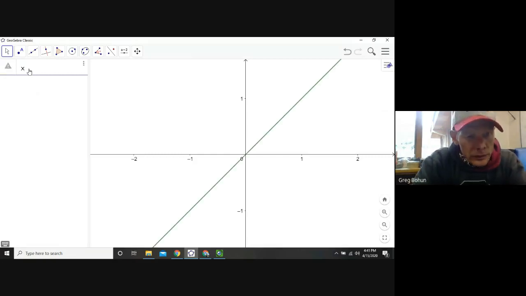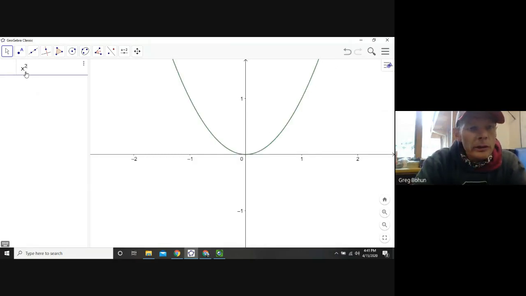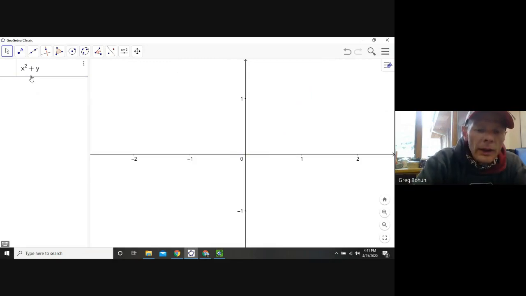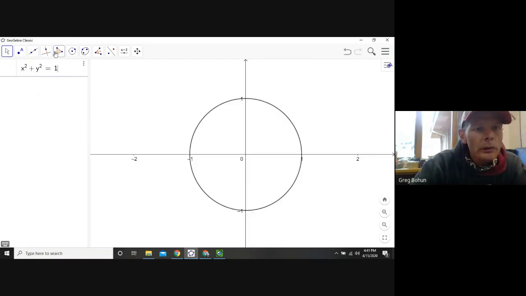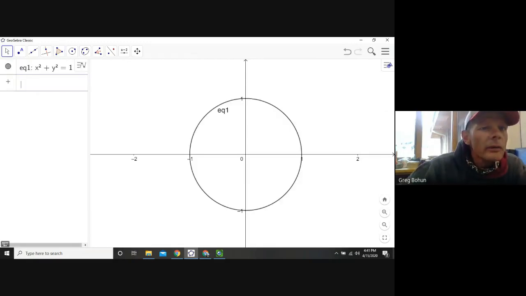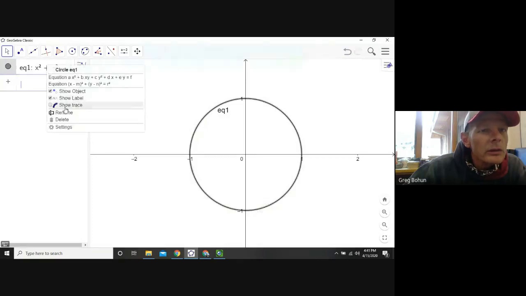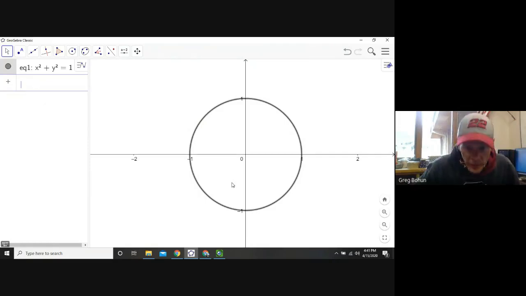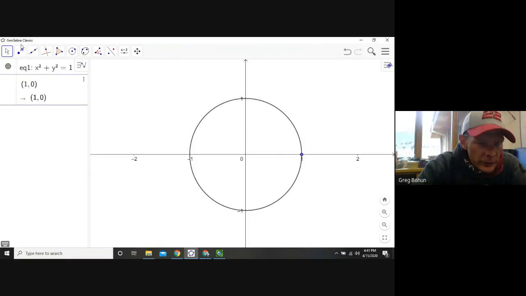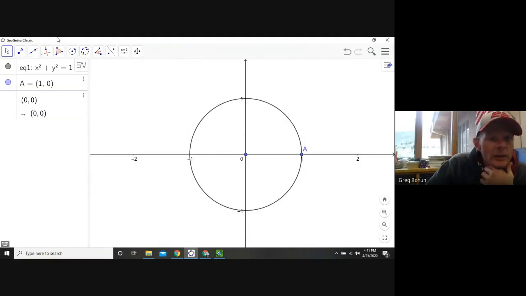Let's see. x squared plus y squared equals 1. Check that out. Remember the equation of a circle centered at the origin with a radius of r is x squared plus y squared equal to r squared. So there's our unit circle. I am going to put a point at 1, 0 and 0, 0. So you pay attention. You're going to have to do this as well.